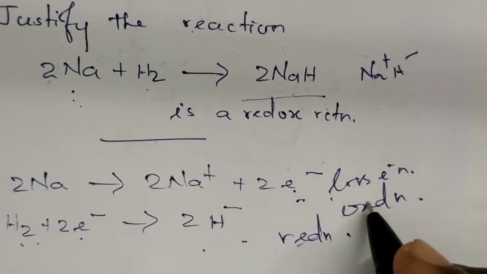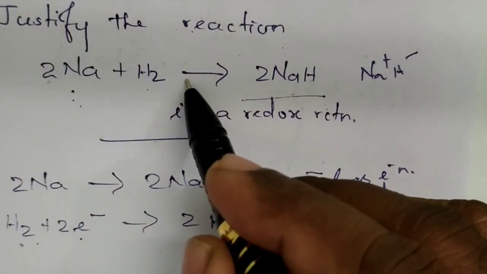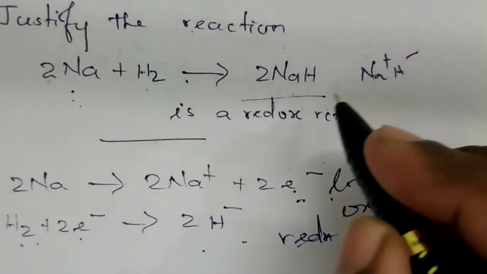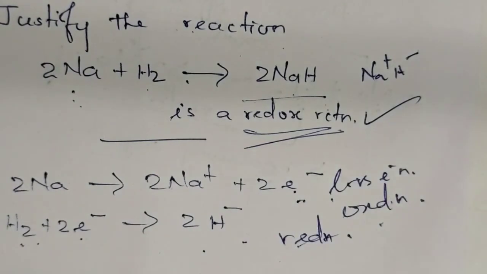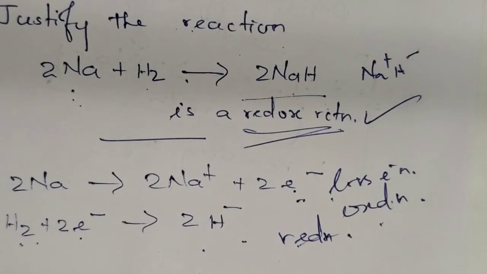Both oxidation and reduction take place simultaneously in a single step. Therefore, this reaction is a redox reaction. Thus, we can identify the species undergoing oxidation as well as the species undergoing reduction, and also we can identify whether a particular reaction is oxidation or reduction. That means if both oxidation and reduction take place simultaneously, then that reaction is called a redox reaction.